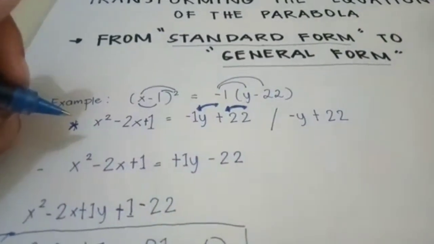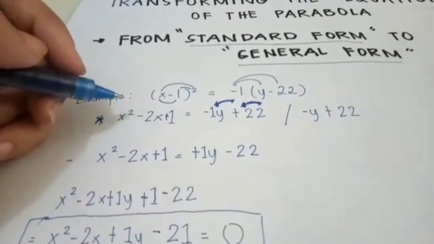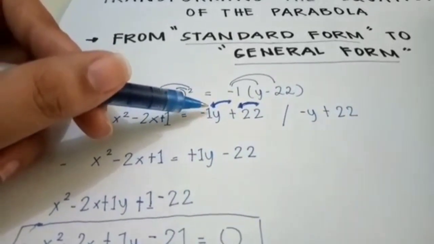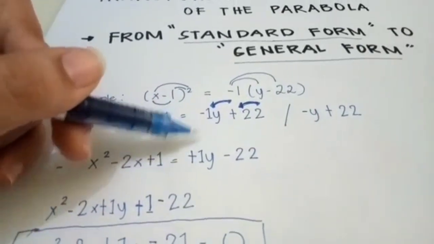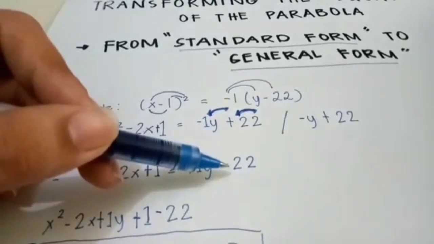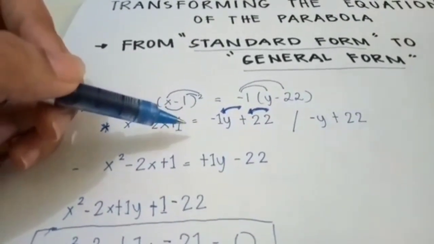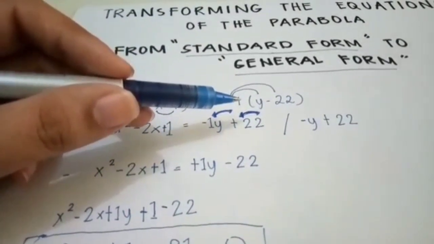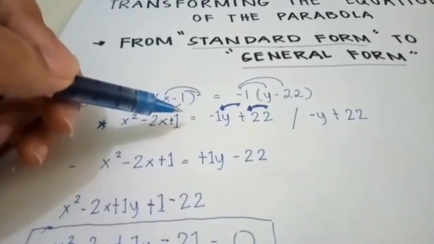Next step or the second step, place all terms to the left side of the equation. Ibig pong sabihin, yung pangalawang terms ay itatranspose natin po siya into the left side. So kapag tinranspose po natin siya, magiging siyang positive 1y or positive y, then ang positive 22 po ay magiging negative 22. Parang kamukha lang po siya ng general form to standard form. Yun nga lang ang pinagkaiba nila, ang general form to standard form, to the right side siyang tinatranspose. Ang standard form to general form ay left side po siyang tinatranspose.